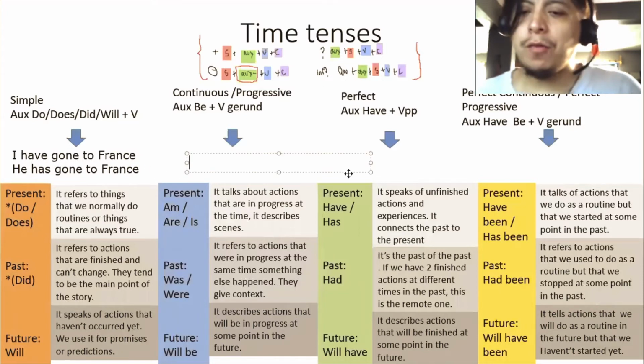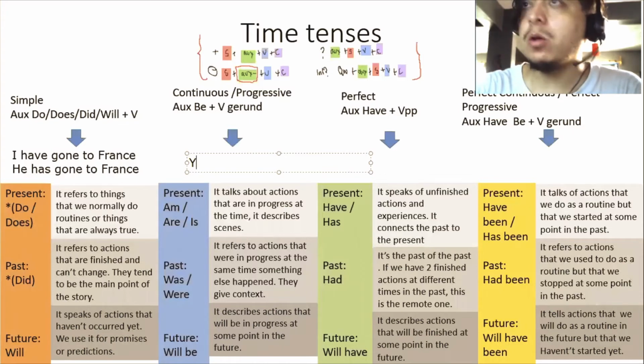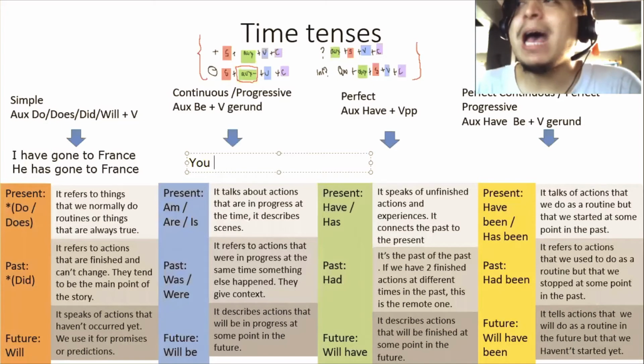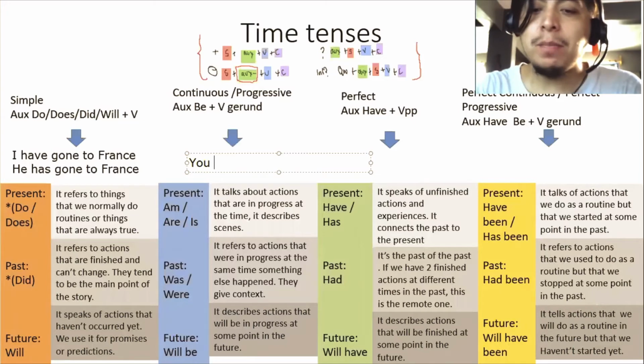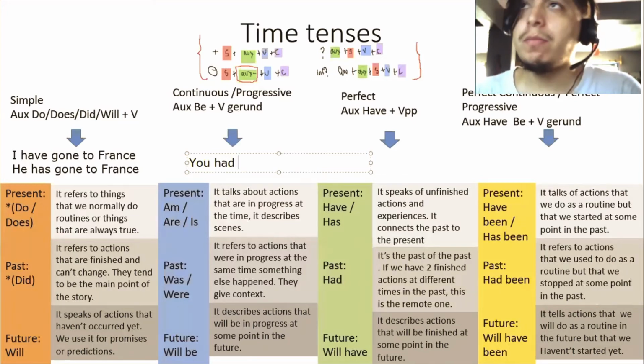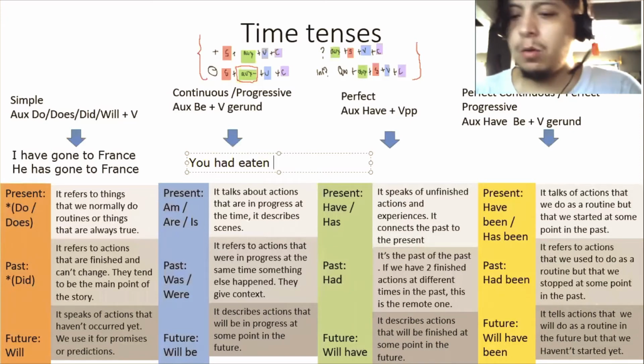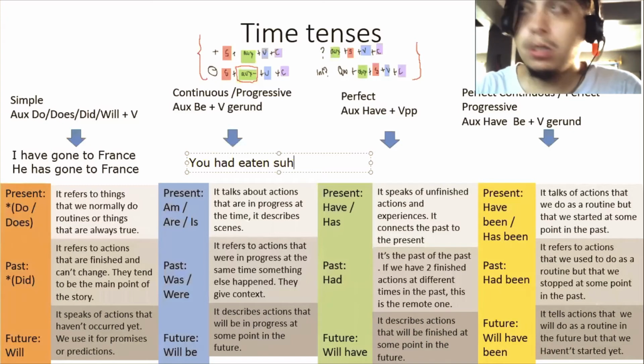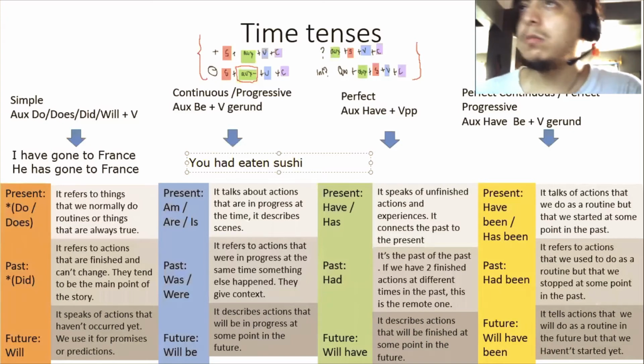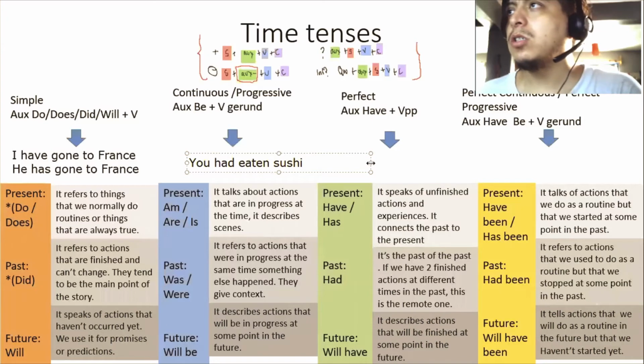In the past perfect, you can say you, or whatever subject you want. The auxiliary is again the verb have, but it is not in the present. It is in the past. Have in the past is had, okay? And then the verb is always in the past participle. You had eaten, and then whatever you want, sushi. You had eaten sushi. This is your sentence in the past perfect. Super simple, okay? What about the future perfect?